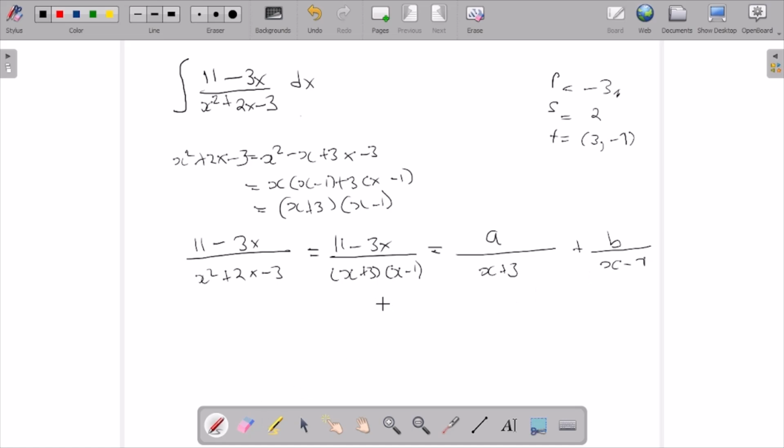Now I'll rub out this part. It's not important. It was just to show you what is happening. So let's now focus on this problem. We'll now find the value of A and the value of B.